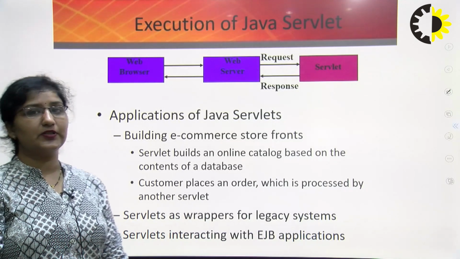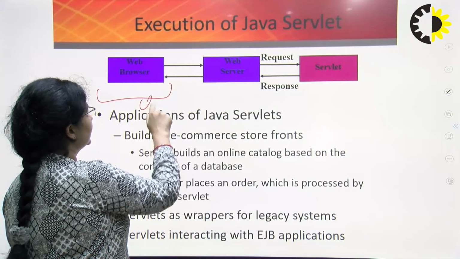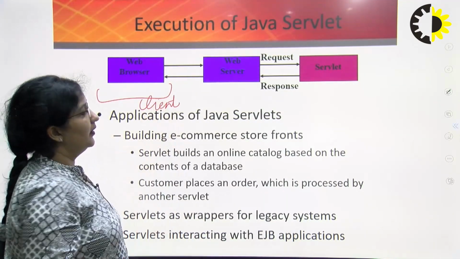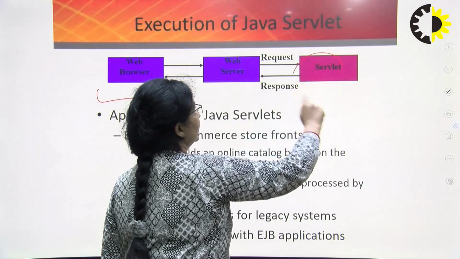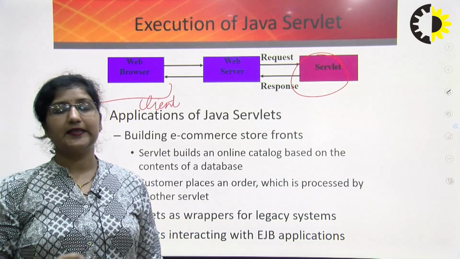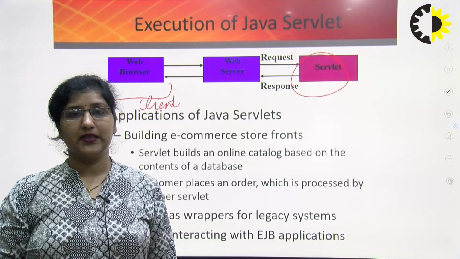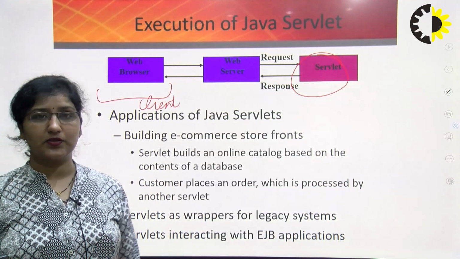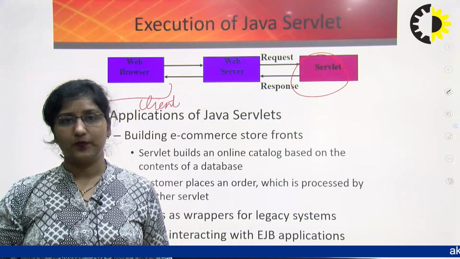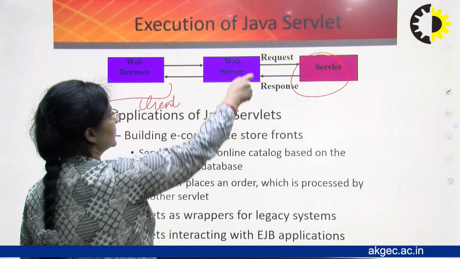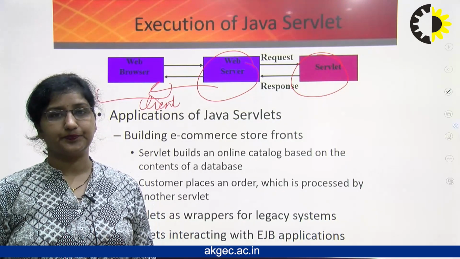This is the execution of a Java servlet. We have a web browser, that is the client side, the server side, web server, and the request and response to the servlet. So basically what is happening, the client is sending the request to this web server. After that, the web server sees what the request is, how that request is to be processed, and that request is sent to the servlet. The servlet will do all the processing, send the response back to the server, and the server will send the response back to the browser, or we can say to the client.